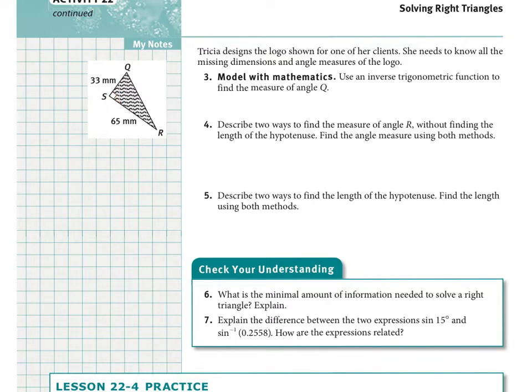To help us walk through this, it starts off with number 3 that says use an inverse trig function to find the measure of angle Q. So let's look at angle Q right here. Keep in mind, we don't know what the hypotenuse is. We have to use these two sides. So think about this. This is the opposite side and the adjacent side to angle Q. So think about if we're going to use inverse of sine, inverse of cosine, or inverse of tangent.